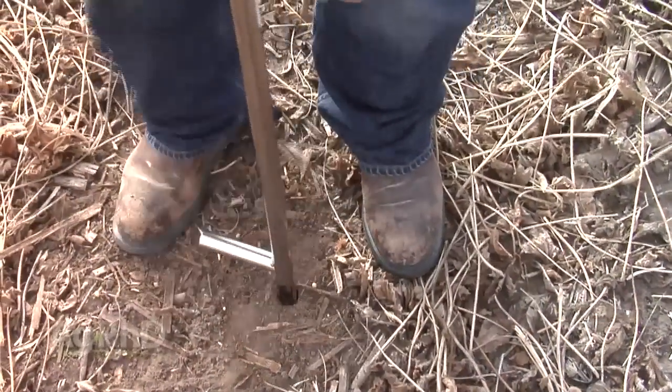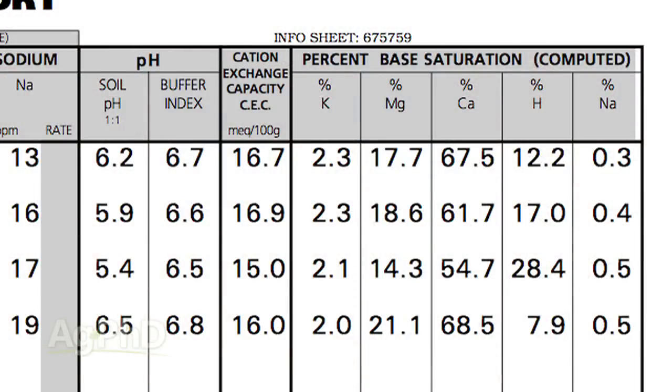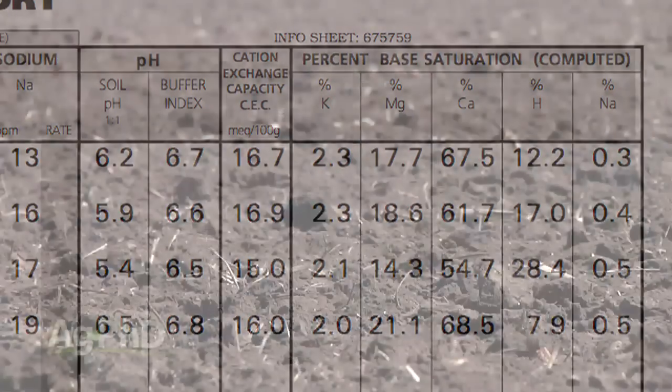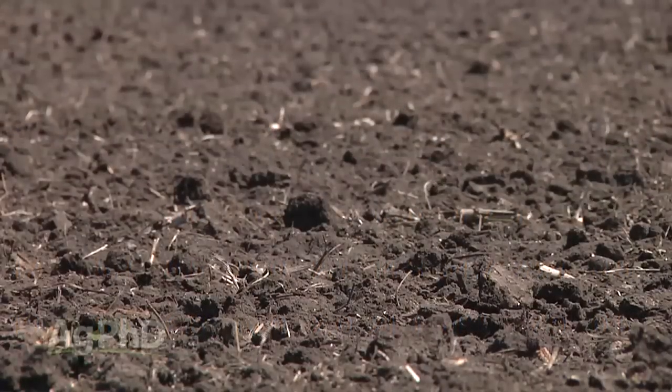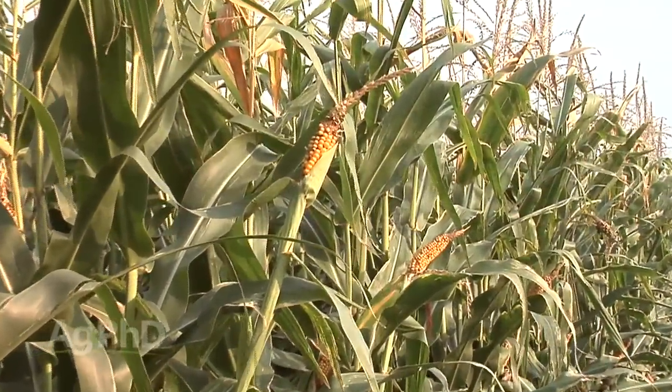Have the right balance of nutrients and the right amount of nutrients in your soil. If you need help with that, get some soil testing done. Learn how to read a soil test. There's lots of good information out there, but all I can tell you is until you get your soil in balance and you have the right amount of nutrients out there, you're not going to have a very drought-tolerant crop.